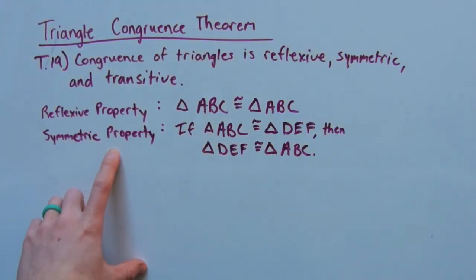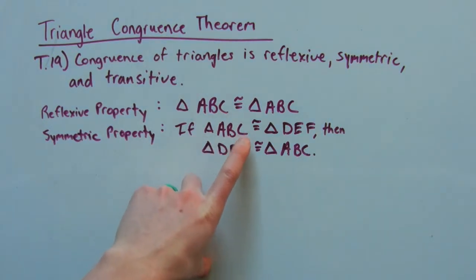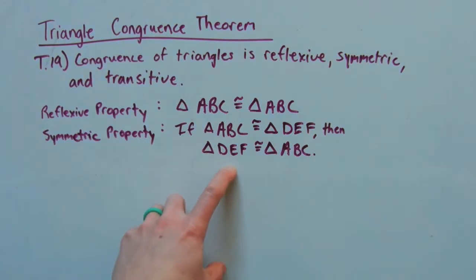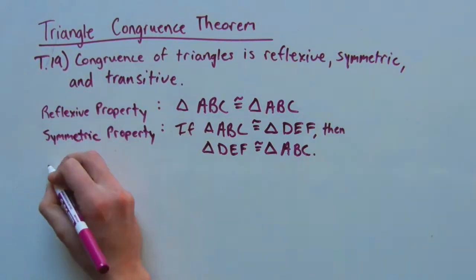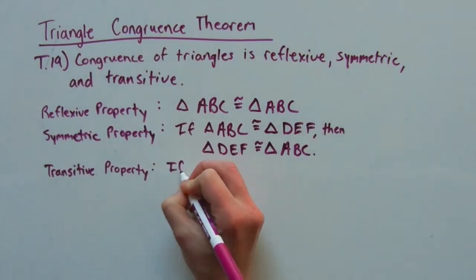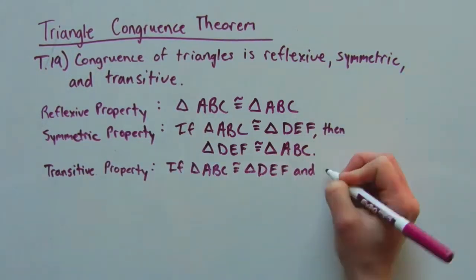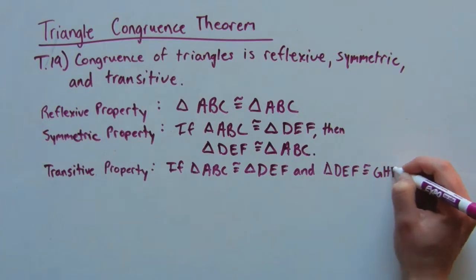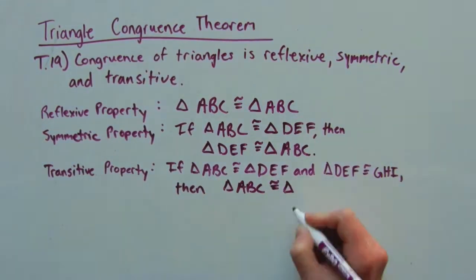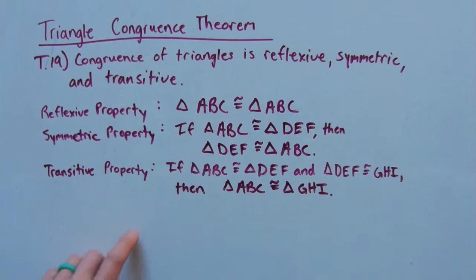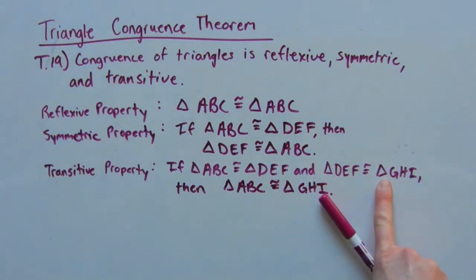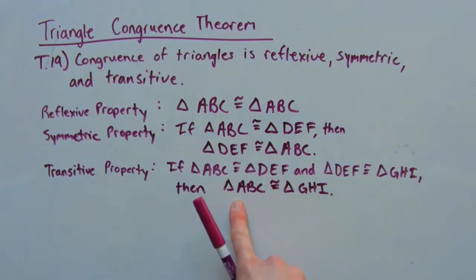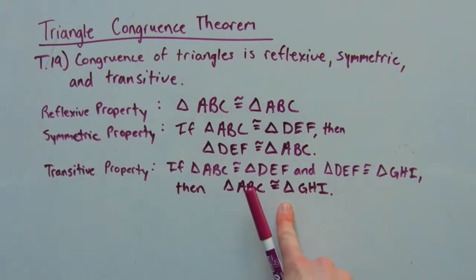The symmetric property says that if triangle ABC is congruent to triangle DEF, then triangle DEF is congruent to triangle ABC. The transitive property says that if triangle ABC is congruent to triangle DEF, and triangle DEF is congruent to triangle GHI, then triangle ABC is congruent to triangle GHI.